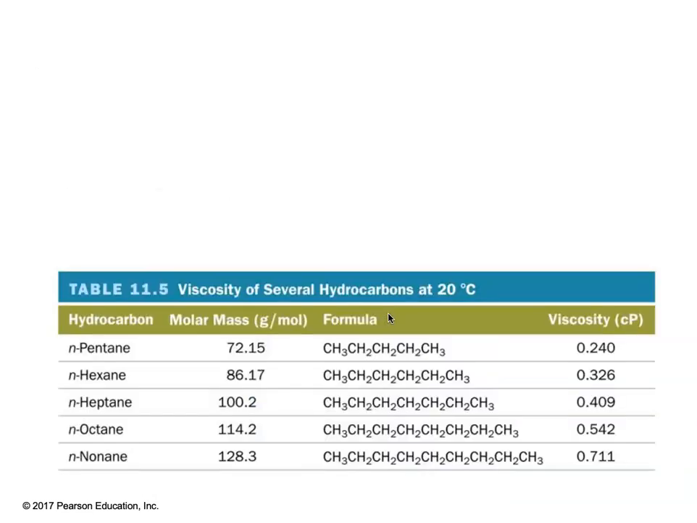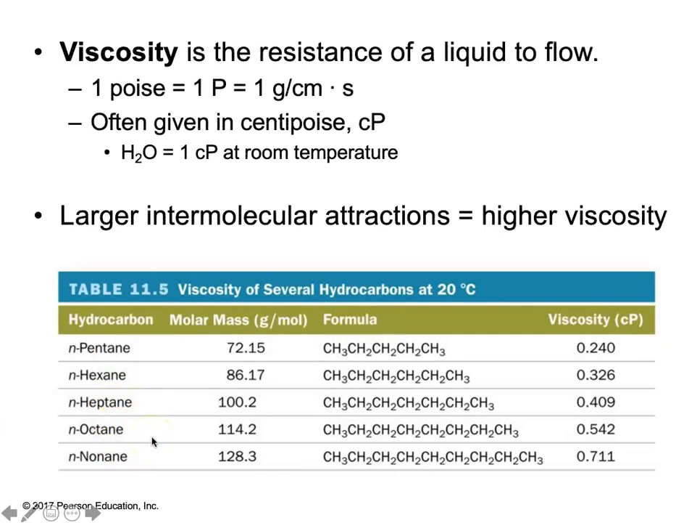Now, if you take a look here, we have 5 molecules, and we're going to check out the viscosity, which is a little bit different than surface tension. So viscosity is the resistance of a liquid to flow. And we've all seen molasses or syrups flowing very slowly. Well, they have a high viscosity.